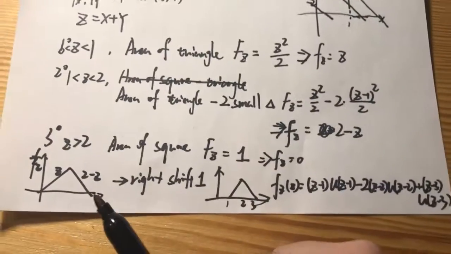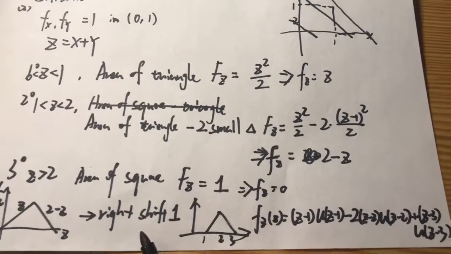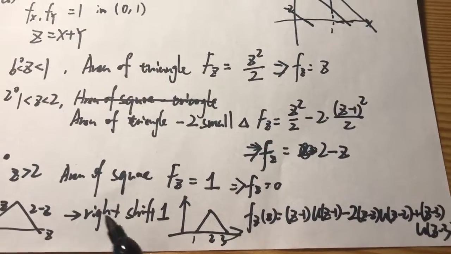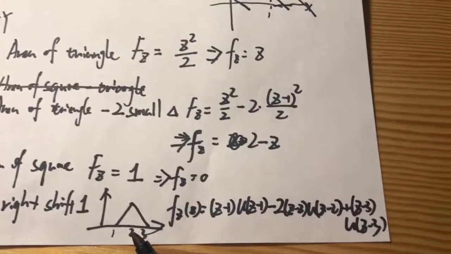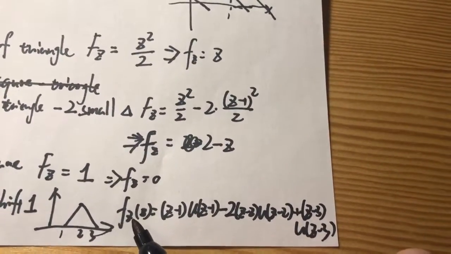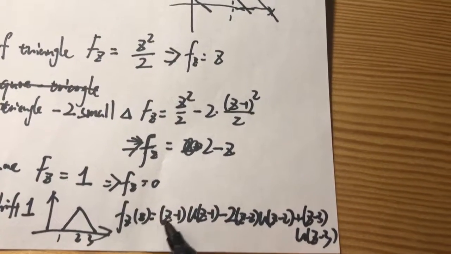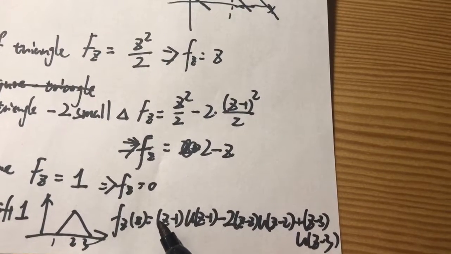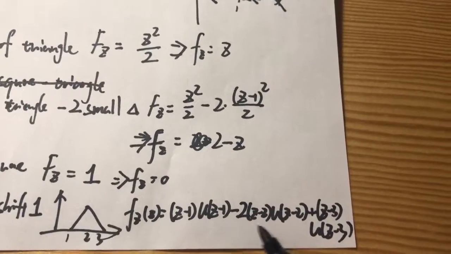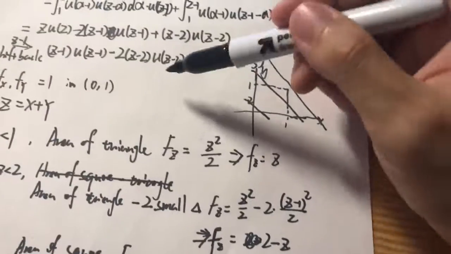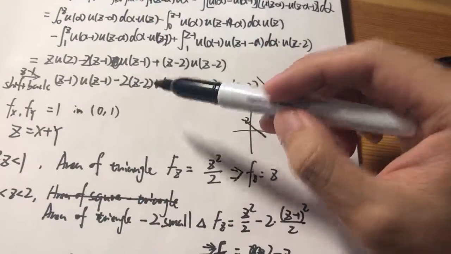For all these three results we can draw a figure out here, and of course we need to shift it back, which is a right shift of 1, and we have this figure. We write down the density function using unit functions. So we have this result, which is exactly the same as the result we got in the first question.